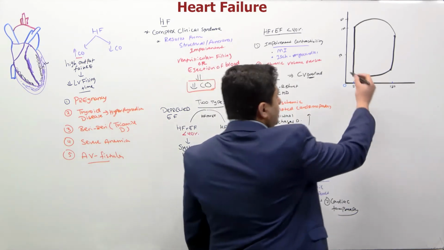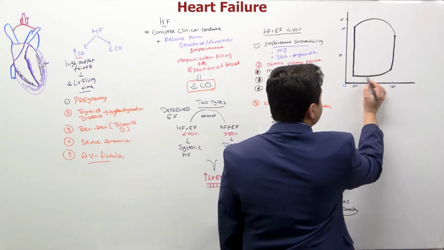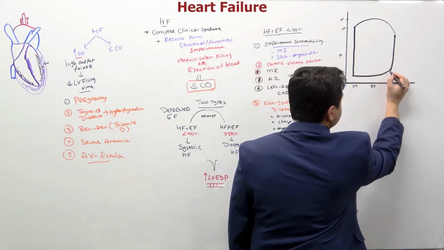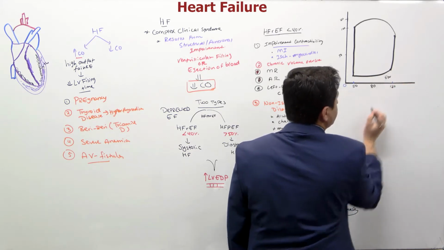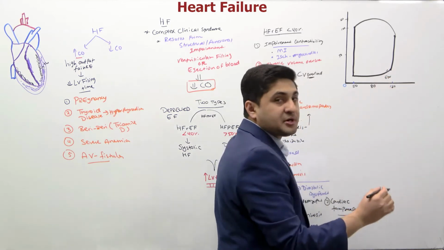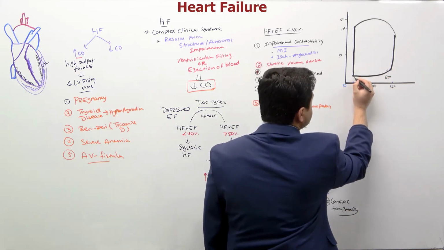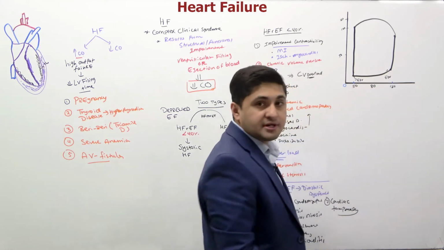Now, if you're looking at the pressure volume loop here, this is the time all the way down here. All the way up to here, we call this the end diastolic volume, correct? And this, as you see later, is going up like this. This is what is called end diastolic pressure, right? Now, what is this point right here? This is what is called end systolic volume, that's what it is, end systolic volume.